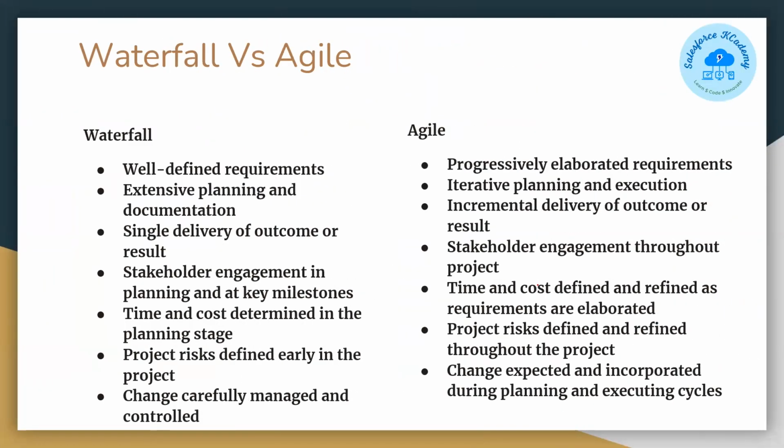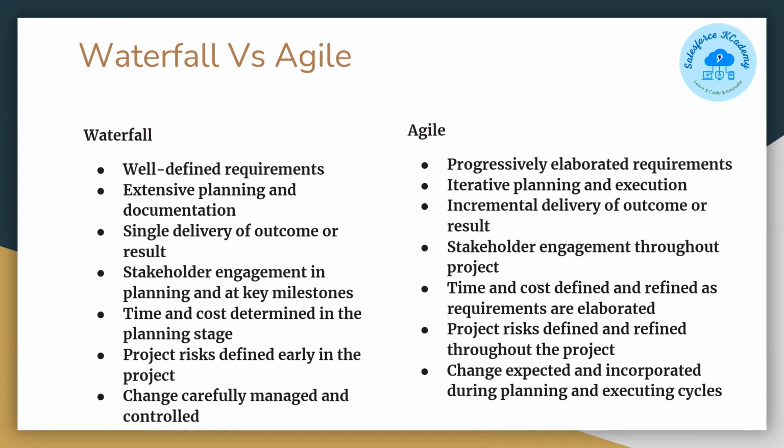So just an overall picture. If someone asks you, or you just want to remember, in the waterfall, as discussed, it is a well-defined set of requirements. Agile has progressively elaborated requirements. Requirements can come in between, as we have seen. Waterfall needs extensive planning and documentation. As there are no in-between changes or requirements, we have to stick to perfect planning and perfect documentation in the initial phase itself. So for that, we require extensive planning and extensive documentation.